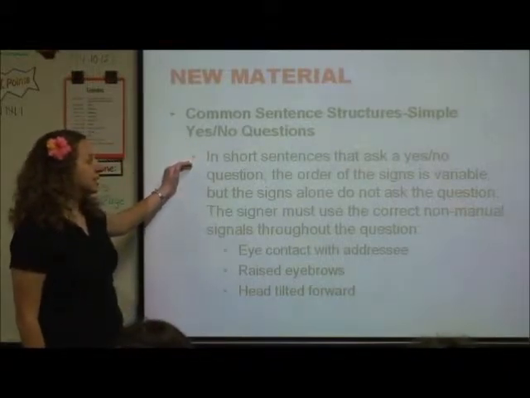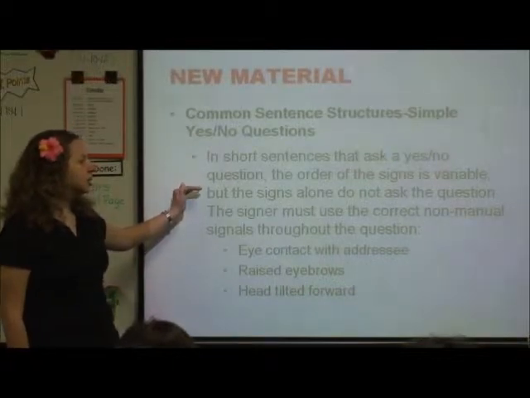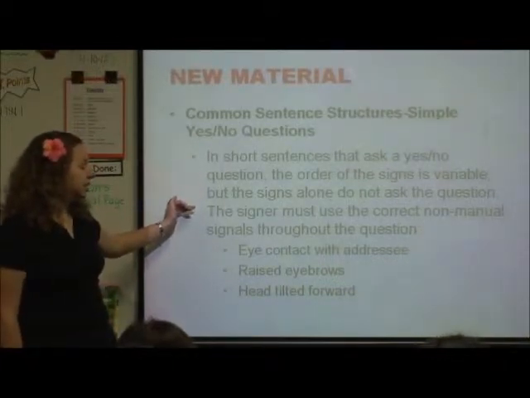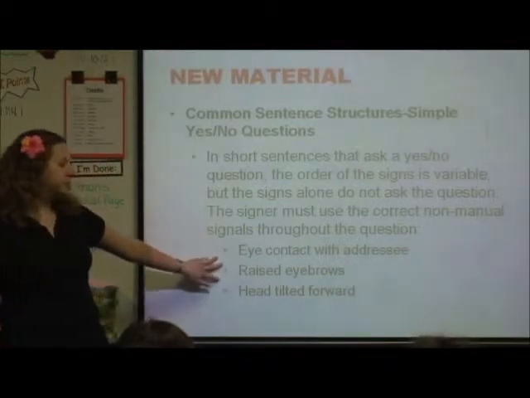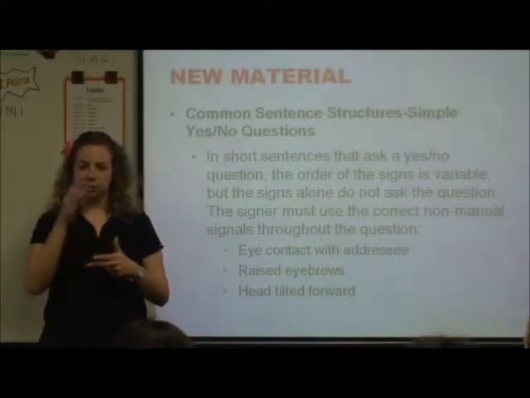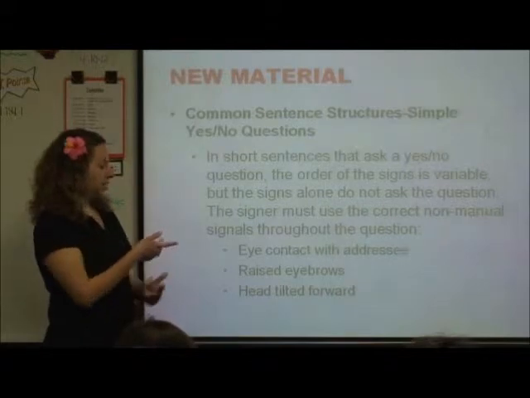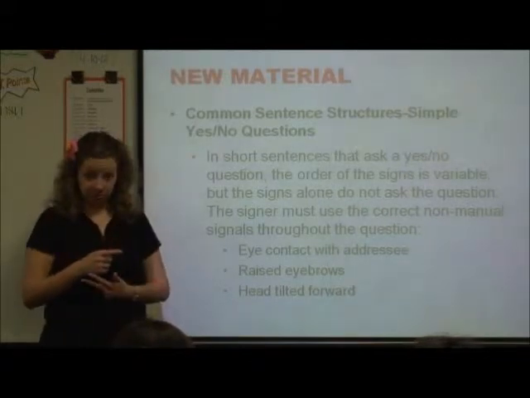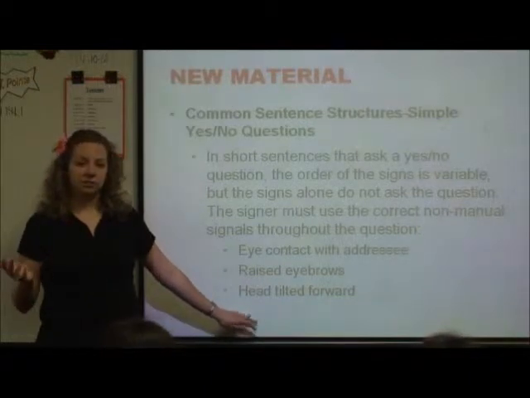So in short sentences that ask a yes or no question, the order of the signs is variable, but the signs alone do not ask the question. The signer must use the correct non-manual signals throughout the question. So there are going to be three of them. Your first one is making eye contact with the addressee, the person you're talking to. So you're going to be looking at them through the entire question. The second one is your raised eyebrows. We practiced that before. And the third one will be your head tilting forward.